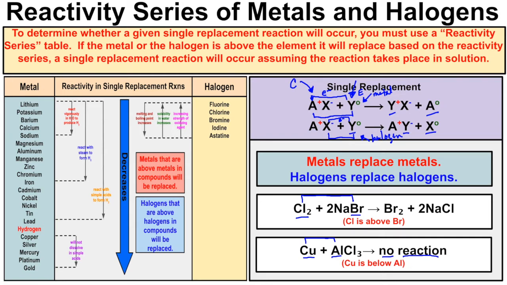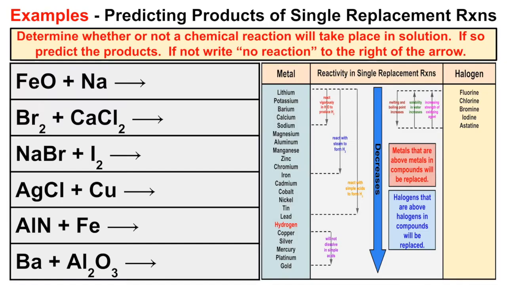Let's take a look at a few examples. Let's go through some together, and then you'll try some of your own at the very end of the video. In these examples it says to determine whether or not a chemical reaction will take place in solution. If so, predict the products. If not, write no reaction to the right of the arrow.